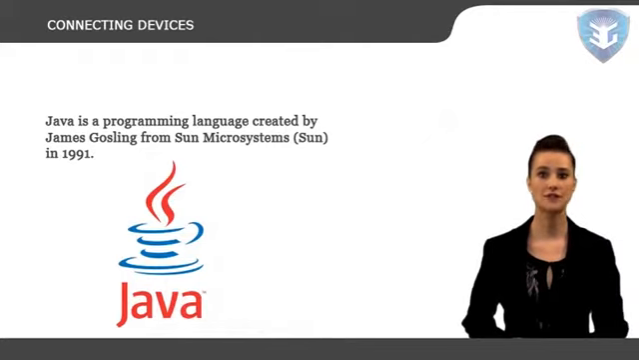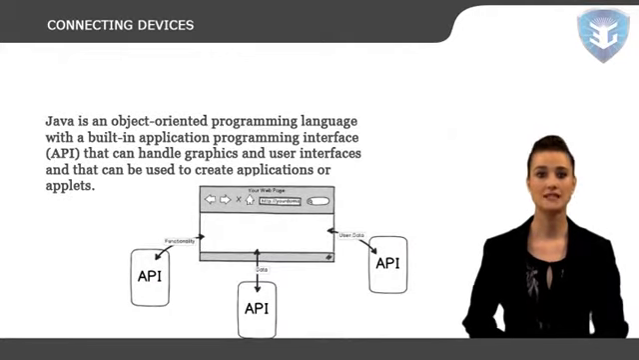Over time, new enhanced versions of Java have been released. The current version of Java is Java 1.7, which is also known as Java 7. Java is an object-oriented programming language with a built-in application programming interface, API, that can handle graphics and user interfaces and that can be used to create applications or applets. Because of its rich set of APIs, similar to Macintosh and Windows, and its platform independence, Java can also be thought of as a platform in itself.